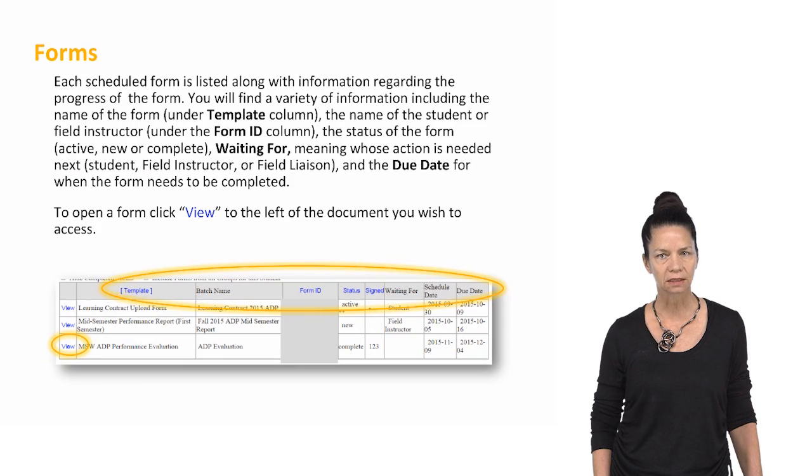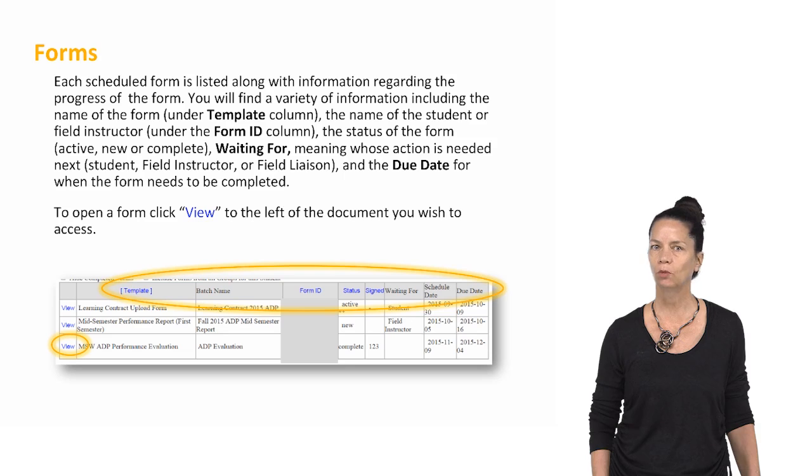In the forms list, you will see a listing of each form assigned. You will want to pay close attention to the following sections: status, signed, waiting for, scheduled date, and due date. Selecting the View link on the left side of the page opens the form and allows you to enter data. Save periodically as you work. Any changes you made are lost if the page is closed without saving. When finished editing the form, click Save, then Close. Form must be completed and signed online by the due date.